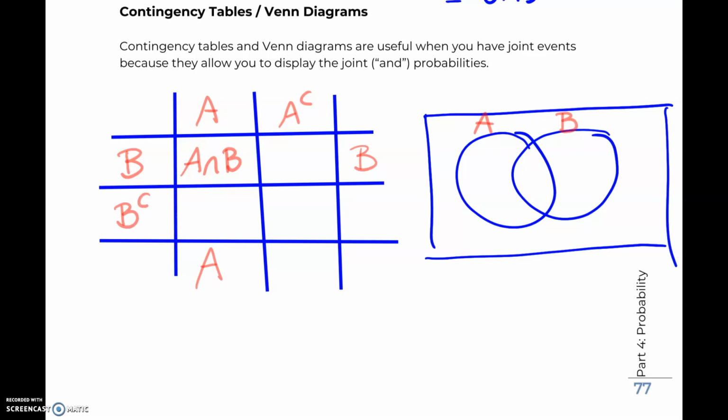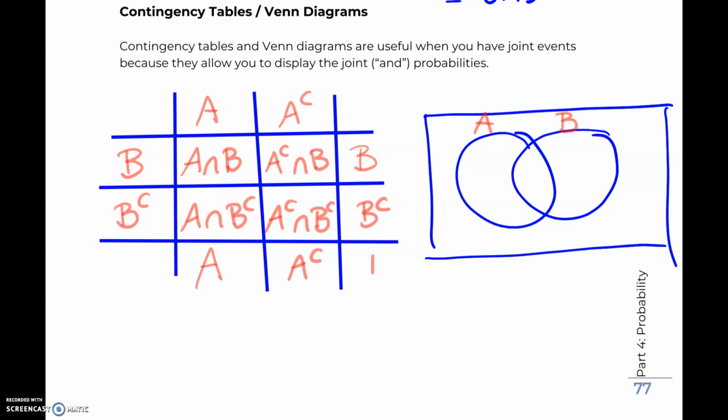So really important when we're setting this up that we have A label our columns and B label our rows. We don't want to place A and B on the same, either on the rows or columns together. We want to make sure we keep it separate like that. So then we have all those other joint events, like over here we would have A complement and B. We would down here have A and B complement, and then the last one is A complement and B complement. And then in the margins we have B complement and A complement, and then our total is 1 for our probabilities.